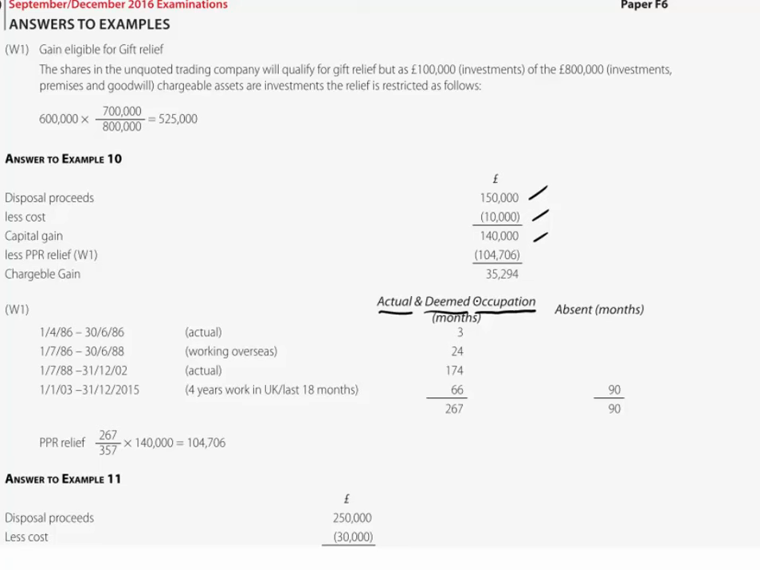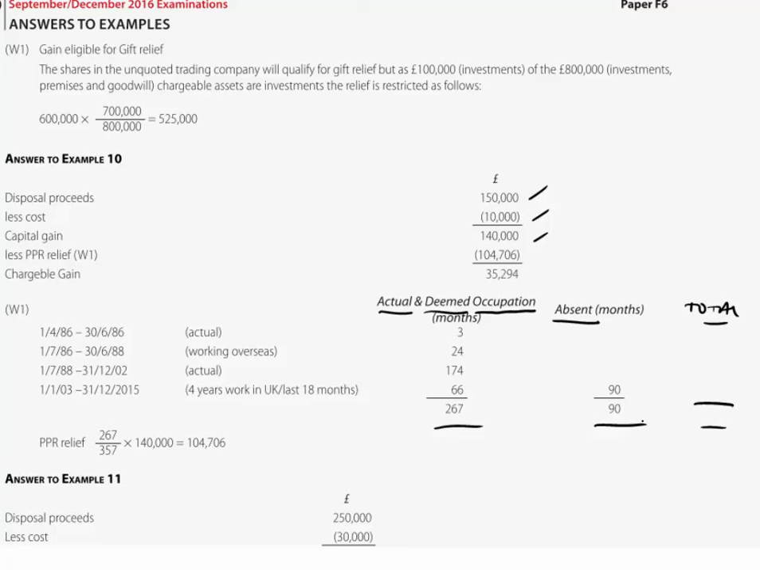Then anything, of course, that does not rank as occupation, be it actual or deemed, anything falling outside of that category will be non-occupation or absence. So how many months will be absent from the property? What we'll also need, of course, is a total. Now you don't need to run a column for that, but you would cross-cast there those numbers and then check out have you got the total period. As I said, your main difficulty here is in counting up the number of the months. The principle should be straightforward enough.